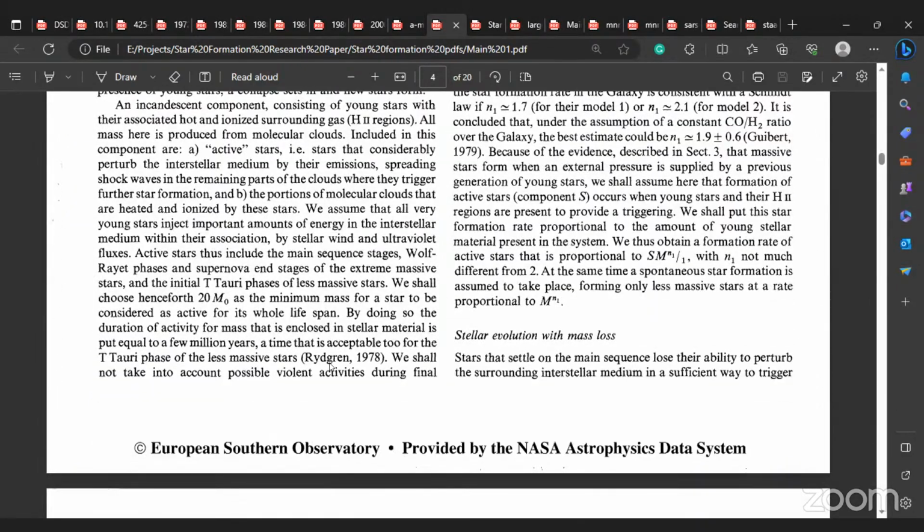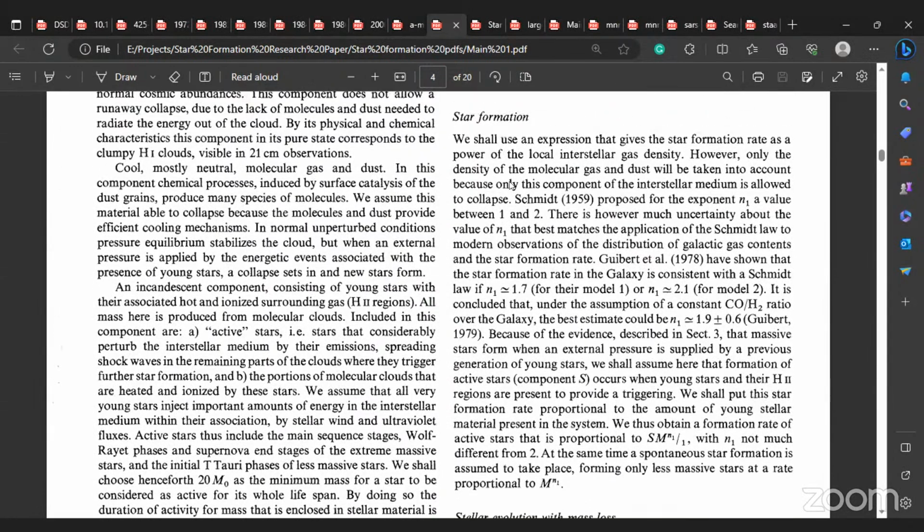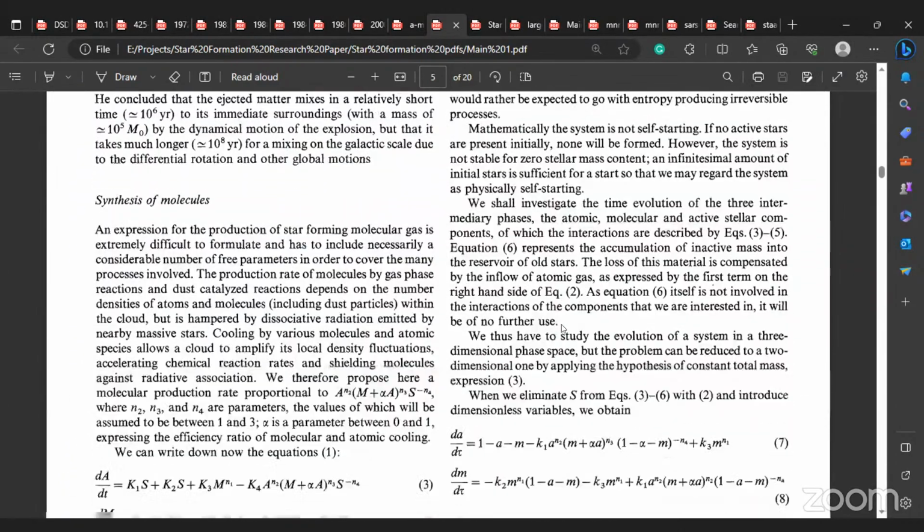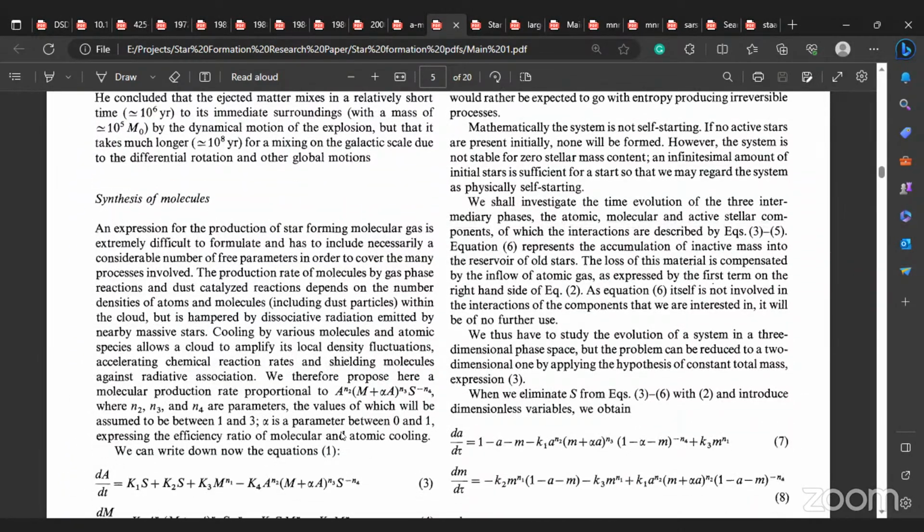And you may see, remember that Schmidt function that we were discussing that day, how the value of N1 changes, that N1 1.7, 2.1. So it is explaining that paper in detail. And here it's discussing the feedback mechanism in detail, and you must be having some doubts related to that term of MS square.